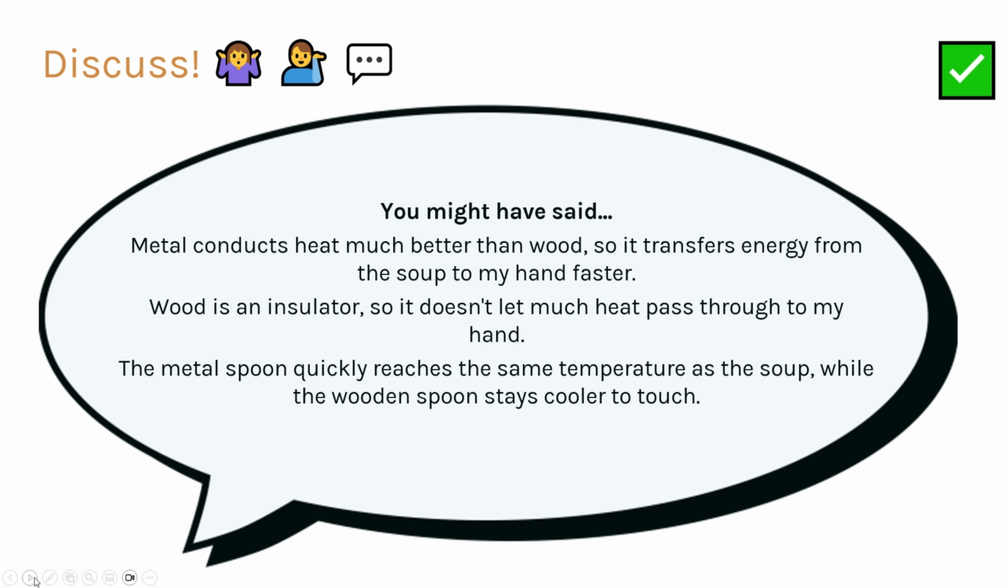Explanation: you might have said, the reason is that metal conducts heat much better than wood. Energy from the hot soup transfers quickly through the metal spoon and into your hand. Wood is an insulator, meaning it does not allow heat to pass through easily. So much less energy reaches your hand, even though the soup itself is just as hot. The metal spoon quickly reaches the same temperature as the soup, while the wooden spoon does not.